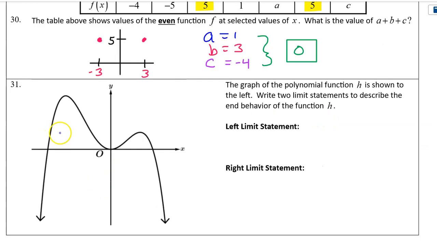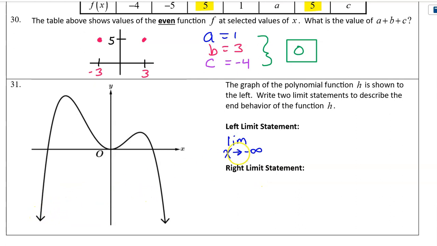Last one, number 31. The graph of the polynomial function h is shown to the left. Write 2 limit statements to describe the end behavior of function h. In really basic terms, we might say that the end behavior is falling on the left and falling on the right. Now let's translate that into limit statements.